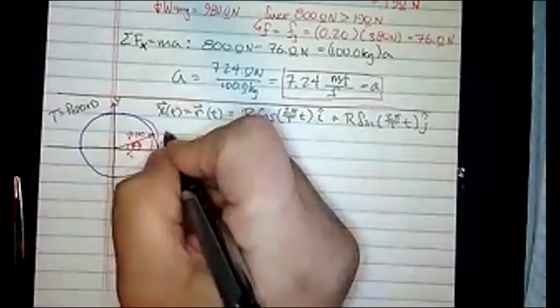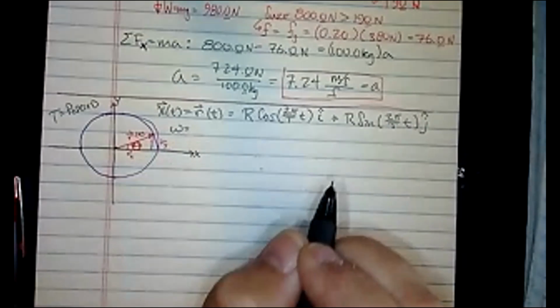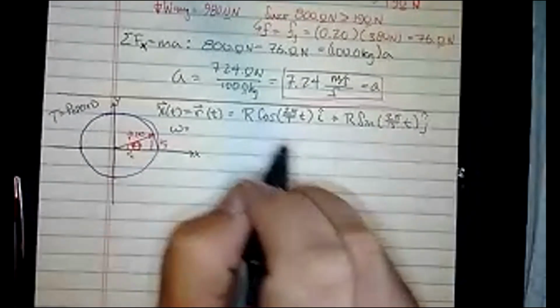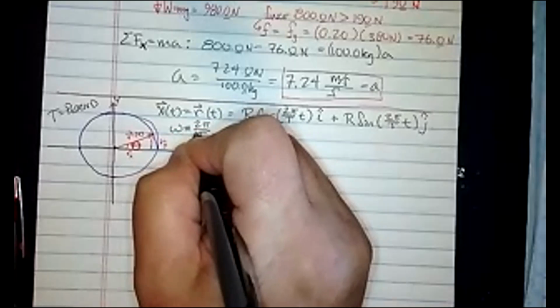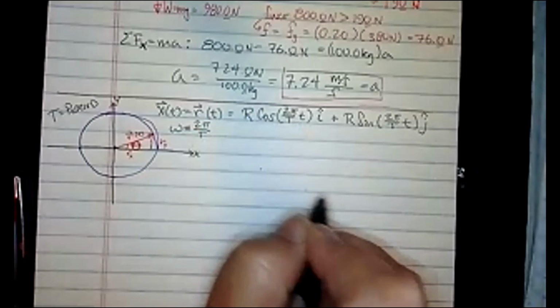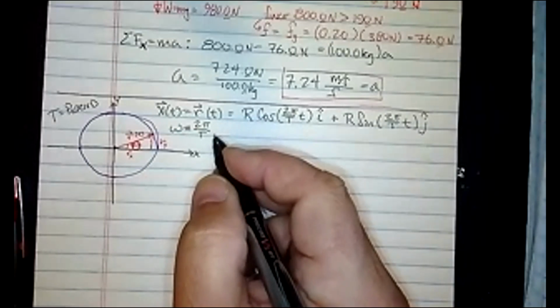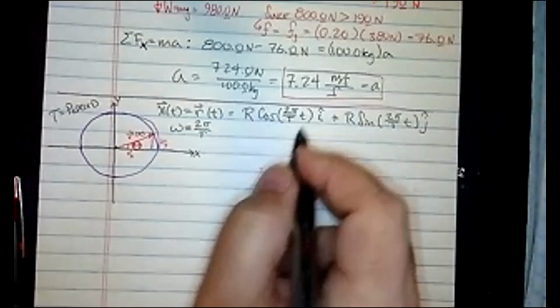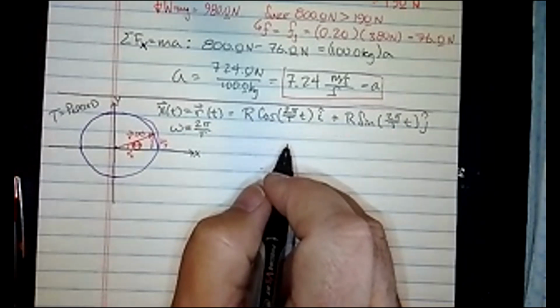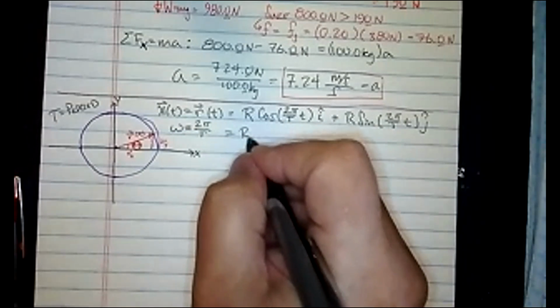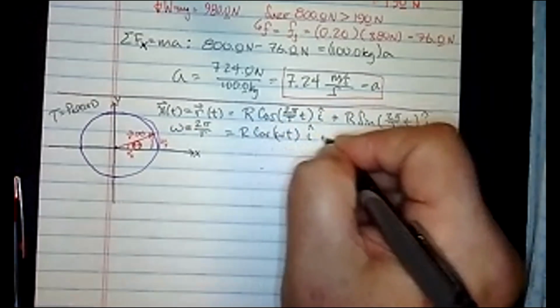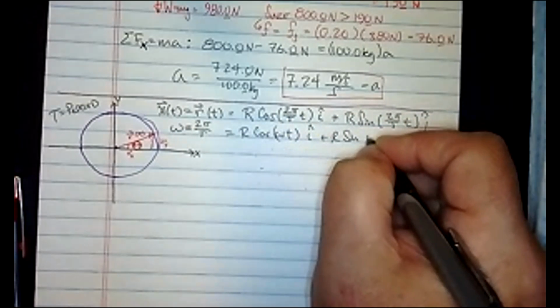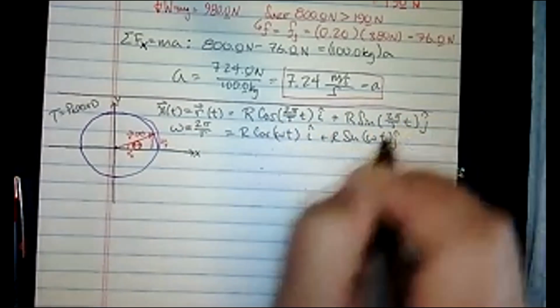Now we can also define omega, which is called the angular speed. It's measured in radians per second. We can say that's 2 pi over the period, because that means 2 pi radians, and the period is the time required to do it. So that'd literally be radians per second, right? So we can rewrite this as omega t, and that works really well when we're doing our derivatives. So I'll write r cosine omega t i hat plus r sine omega t j hat. That's our position vector.